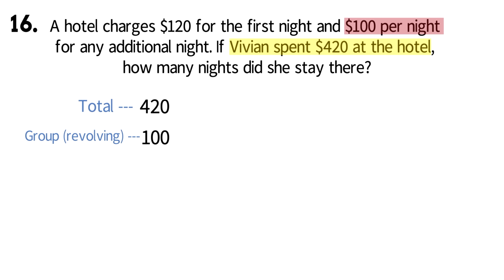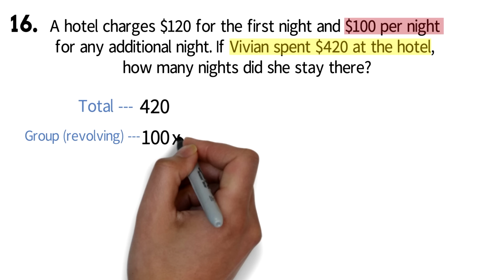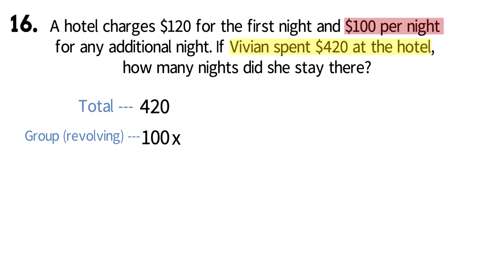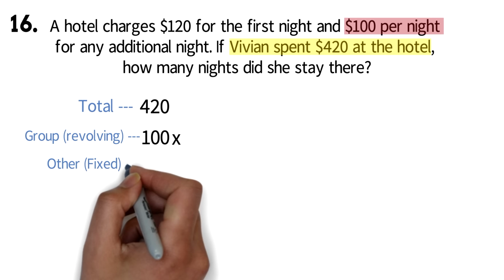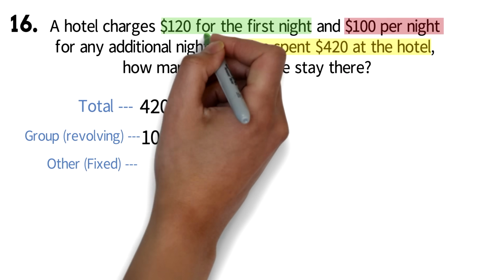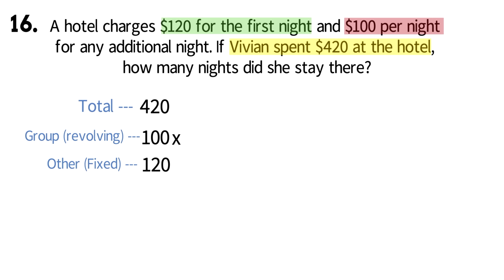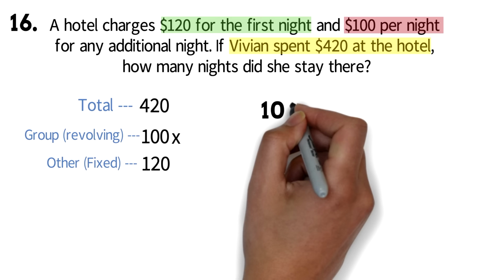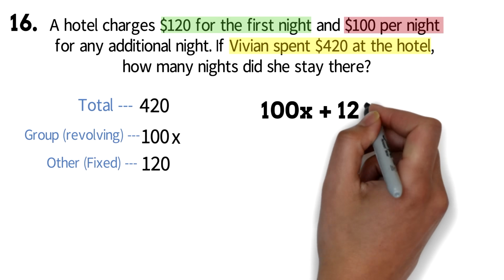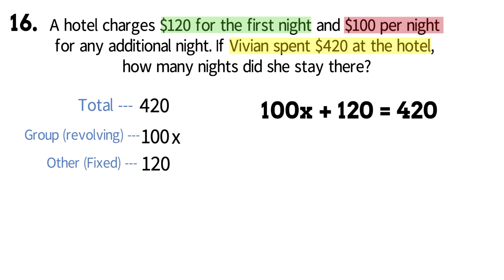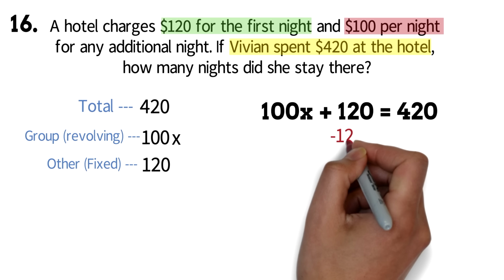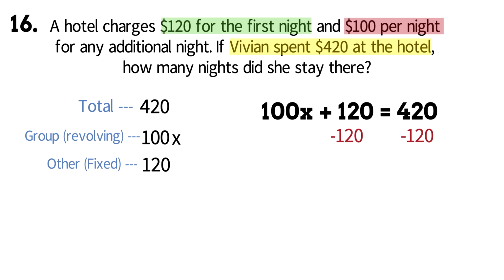We also know the group has the x. Finally, we have what is left, or the fixed value. Here, it is $120 for the first night. We can write the two-step equation for it. We have 100x plus 120 equals 420. We subtract the 120 from both sides. The 120 will cancel out.